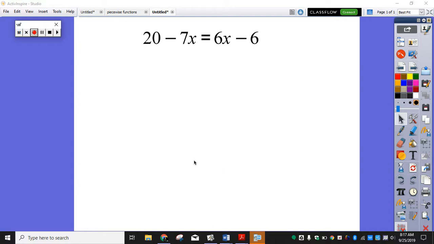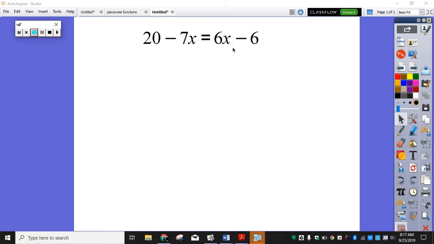So in the other video posted on Google Classroom, that is a review of how to solve this particular equation algebraically. Now, some of you may prefer a method that involves a table or a graph, and so this is the review for that. So where I want to start is I want to build a table for each side of the equation. I want to build a table for 20 minus 7x and for 6x minus 6.